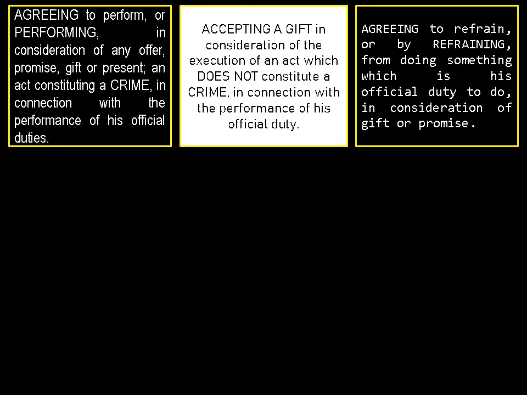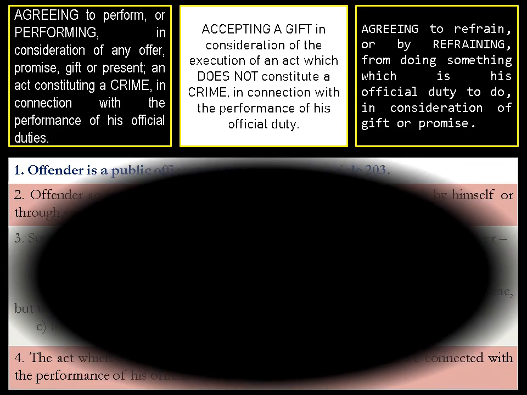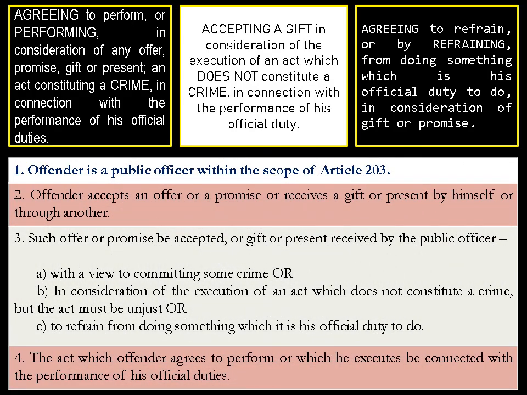So take note of those terms, ha? Agree, accepts, and it constitutes a crime, it does not constitute a crime, and he refrains. So what are the elements of direct bribery?